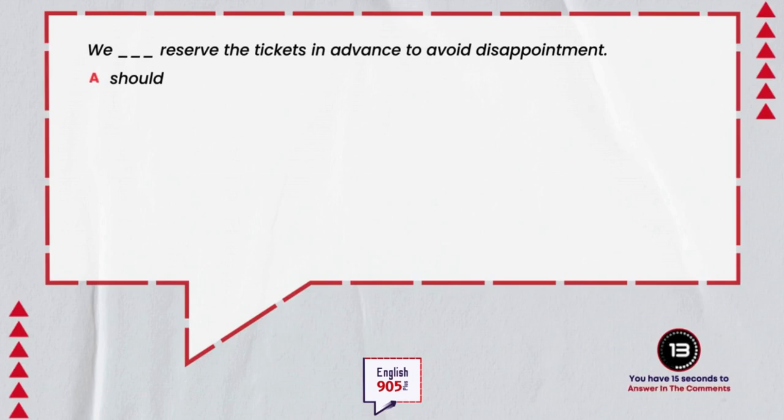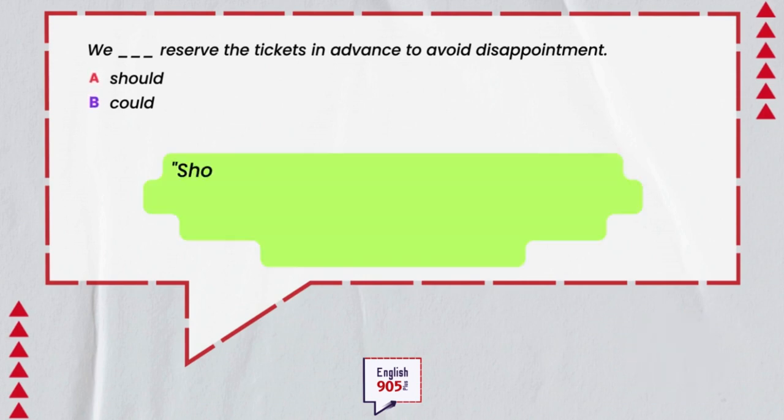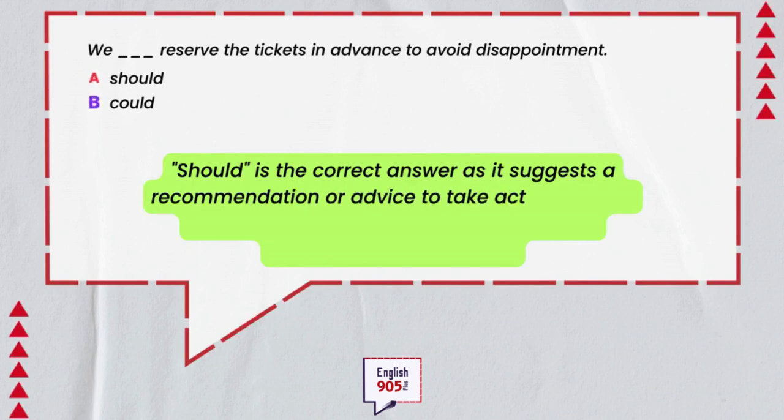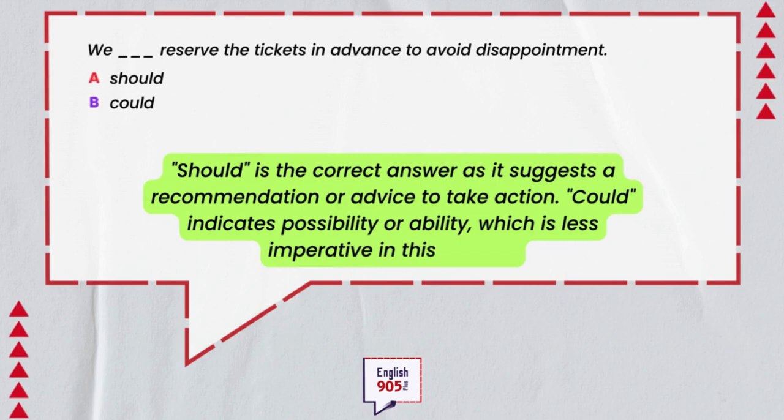A. We should reserve the tickets in advance to avoid disappointment. B. We could reserve the tickets in advance to avoid disappointment. Which one is correct? Answer in the comments below. Should is the correct answer as it suggests a recommendation or advice to take action. Could indicates possibility or ability, which is less imperative in this context.